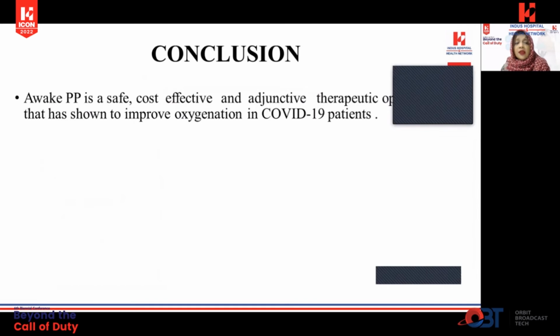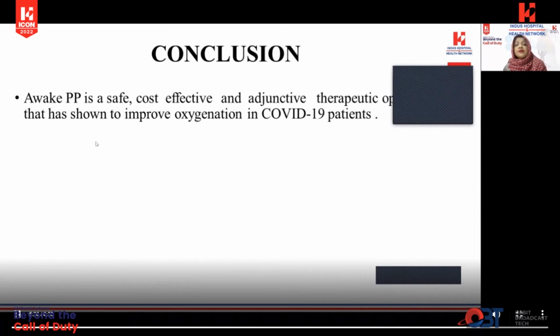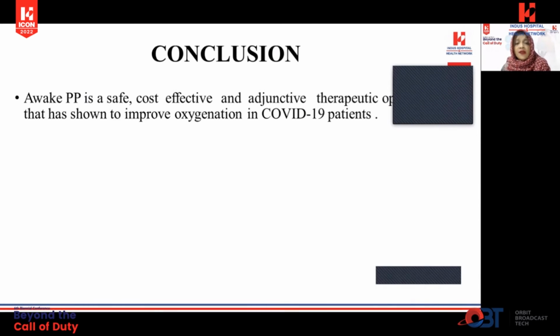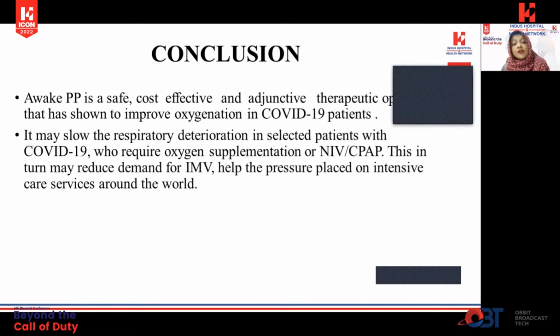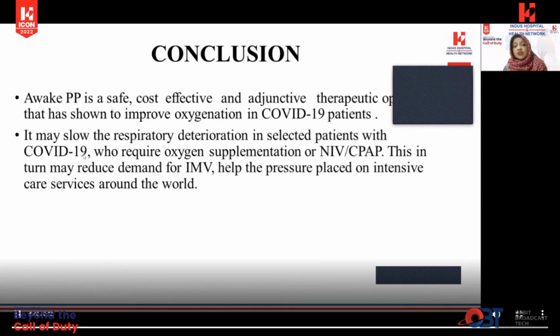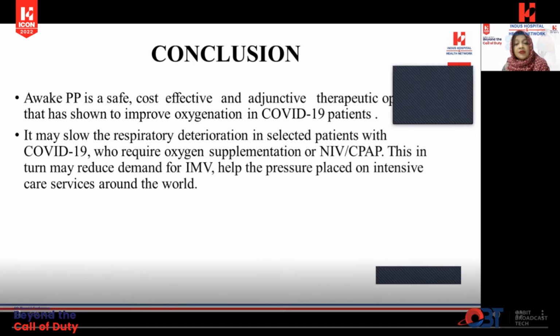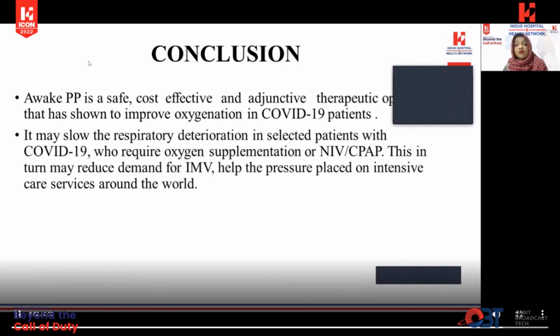In conclusion, awake prone position can be considered a safe, cost-effective, and adjunctive therapeutic option that has been shown to improve oxygenation in patients with COVID-19. It may slow the respiratory deterioration in selected patients with COVID-19 who require oxygen supplementation or non-invasive ventilation. This in turn may reduce the demand for invasive mechanical ventilation, thus helping to reduce the pressure placed on intensive care services around the world.